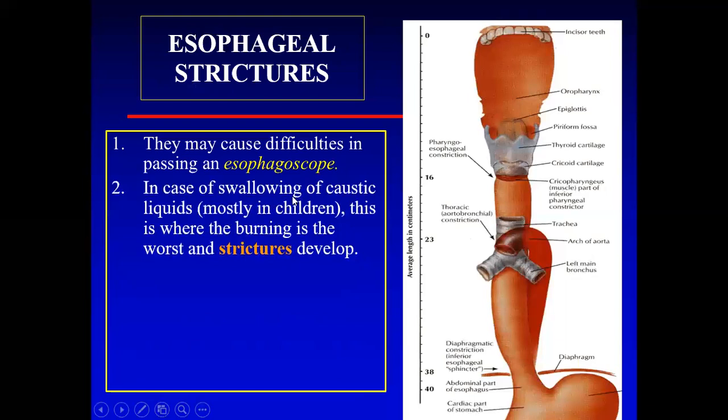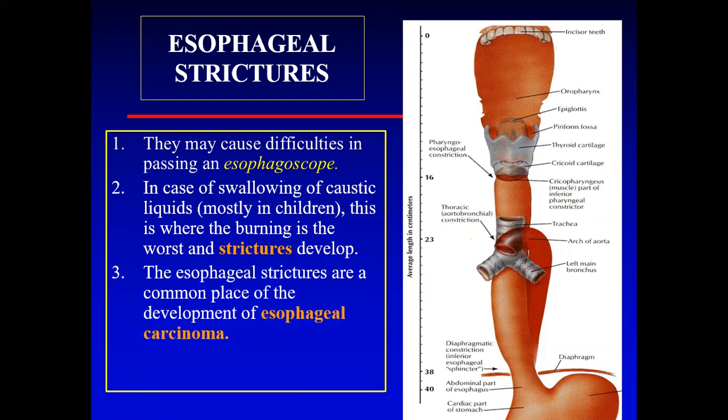The second is in case of swallowing of caustic liquids, like acids, mostly in children. This is where the burning is worst and strictures develop. So these sites where they are constricted are the worst sites, especially the upper part, which is the first one to cause strictures. There will be worse burning and there will be strictures developing at this point.